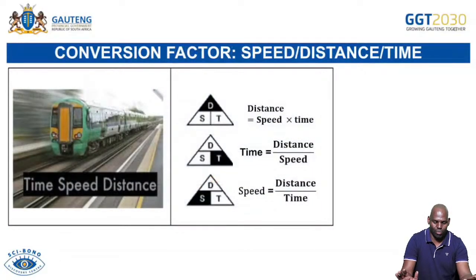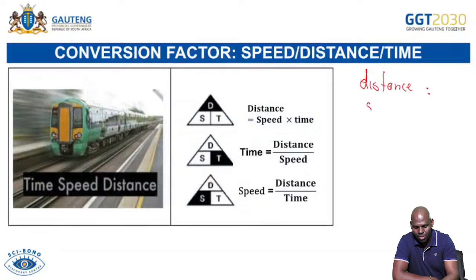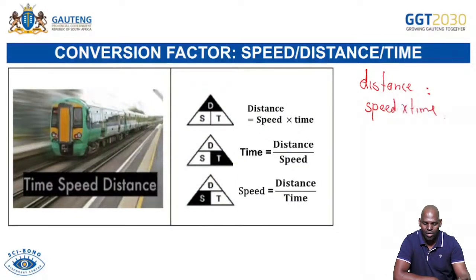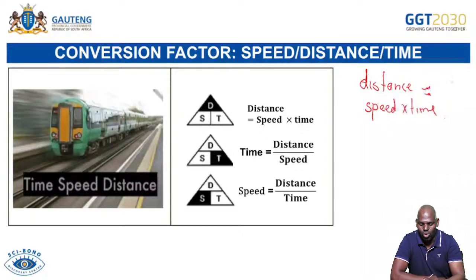Again, with regard to time, speed and distance, we also spoke about changing the formula. Remember, in some cases, the examiner might give you a formula like this one: distance is equal to speed multiplied by time. But they ask you to calculate the speed, or they ask you to calculate time. So it means you can't use this formula. You'll have to change it.